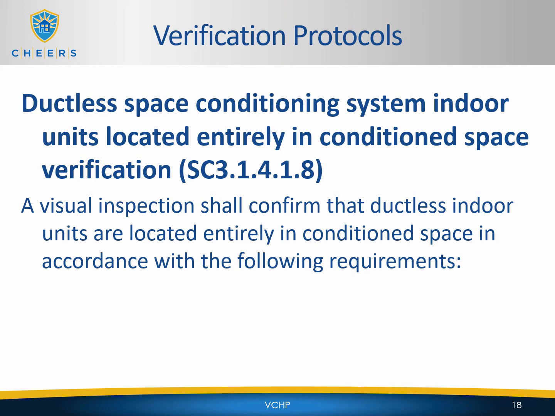Now this one is unique to the VCHP credit, and you'll note that it is a unique verification if it is found in the SC section that we see listed here. So this particular one is SC 3.1.4.1.8, and all of these SC sections can be found in that reference document we talked about at the beginning of this training. So a visual inspection shall confirm that ductless indoor units are located entirely in conditioned space in accordance with the following requirements.